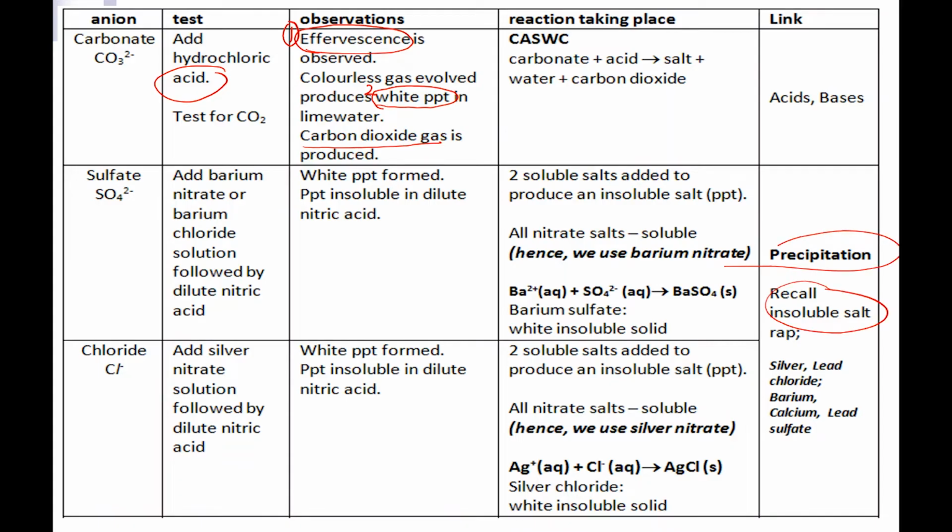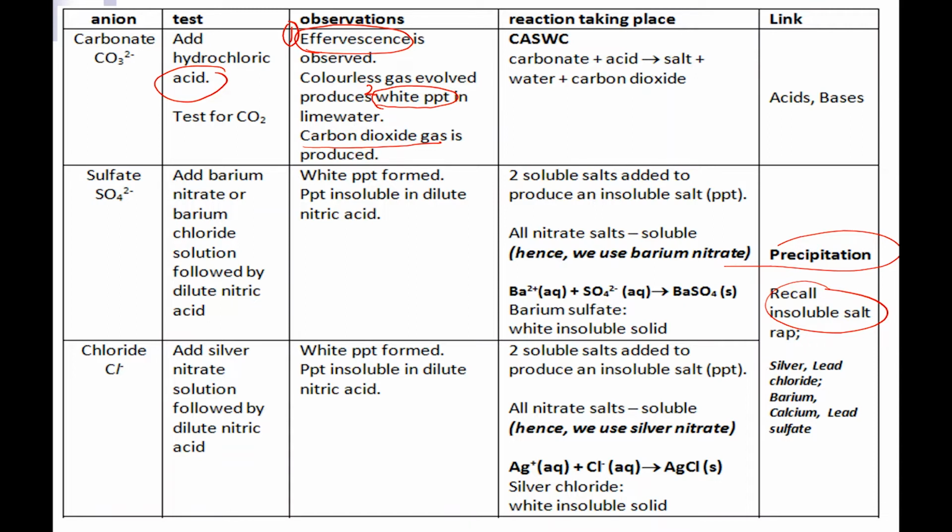For the next two ions, sulfates and chlorides, we will revisit precipitation and insoluble salts. So if you can recall the insoluble salt rap, silver lead chloride, barium calcium lead sulfate. Okay, I'm no Nicki Minaj, so I'm not going to rap for you. Based on this rap, you will see that silver chloride, lead(II) chloride, barium sulfate, calcium sulfate, and lead(II) sulfate are your insoluble salts.